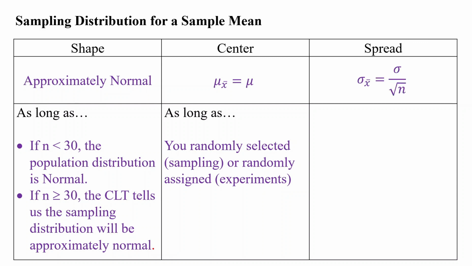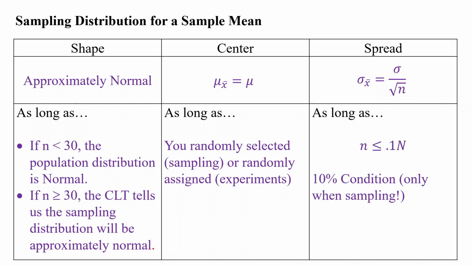And this is going to depend on the standard deviation of our population. We divide it by the square root of n. So the spread of the sampling distribution still largely depends on your sample size. So you can see here with the relationship of n in the denominator, the larger your sample size is, the smaller the spread of your sampling distribution.